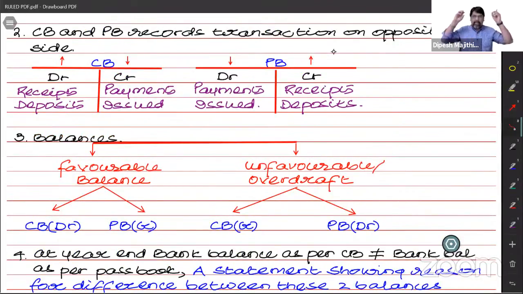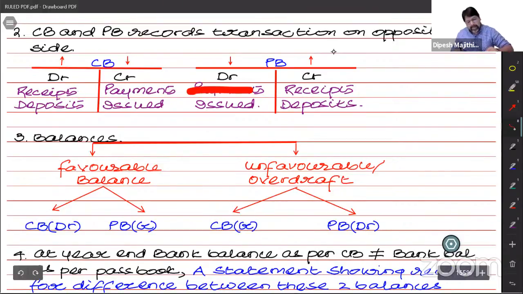No. When I say money is deposited, what happens to the bank balance? My asset is increasing on the debit side. Bank's liability is increasing on the credit side. This receipt side, payment and receipt, very, very important.